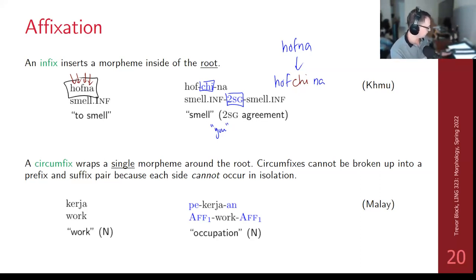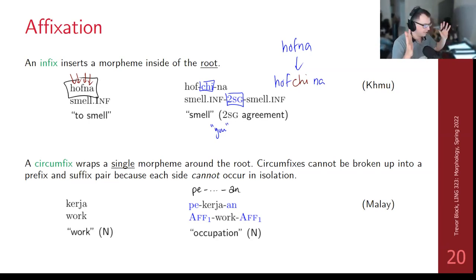And if we want to change this to occupation, something a little bit more abstract than work, or I forget the exact name of what this morpheme is doing in terms of meaning. A lot of the derivational morphemes do have specific names, but there are so many, they're hard to remember. So work is being changed to occupation. And what's happening here is we get this pe out front, and we get an in the back to get pekarian, something like that. And this goes around the root.